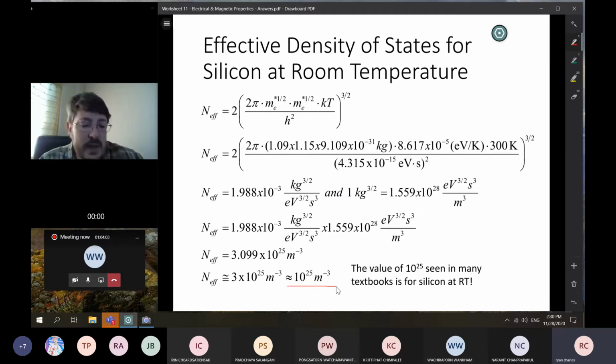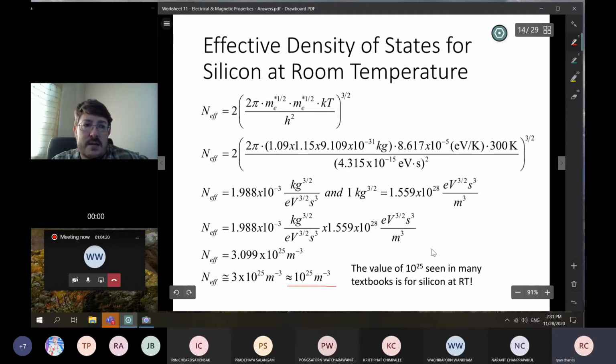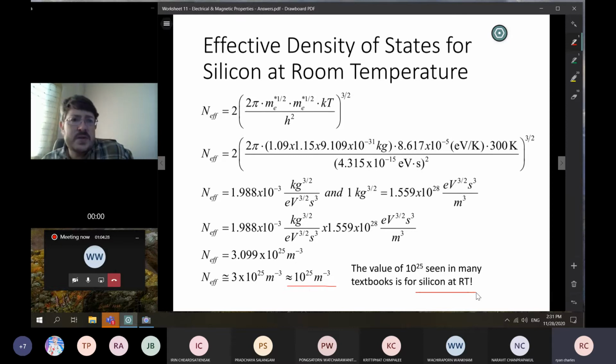So in a lot of materials engineering books, when you're calculating conduction band electrons, it might say in semiconductors, or it might ignore that, but they all have that value 10 to the 25. And that is for silicon, room temperature, a semiconductor. So that's where that number comes from. Someone just said, okay, semiconductors are mostly silicon, and we use them at room temperature, so we'll just use that as 10 to the 25.